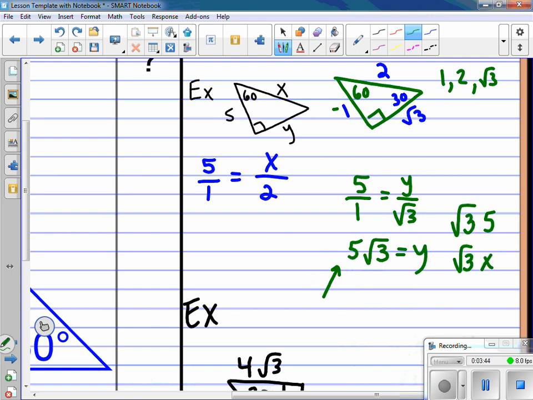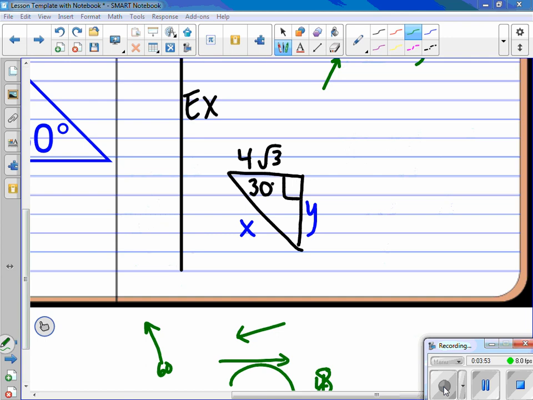The reason is because this kind of looks like the square root of 35 and the square root of 3x. That's just a standard. You always put the radical last. All right, so go ahead and put me on pause and see if you can do this one, okay? Do it in the same order.